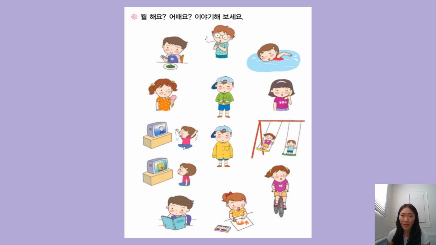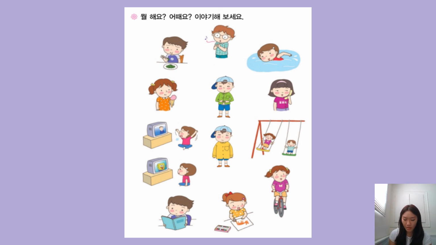Second one, he's singing. So we're going to say 뭘 해요? And then we're going to say 노래 불러요. And then we're going to say 어때요? How is he singing? We could say 노래를 잘 불러요. Or we can say 목소리가 좋아요. Voice is good.